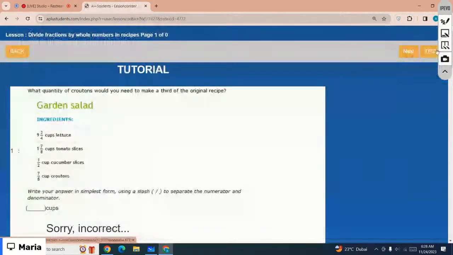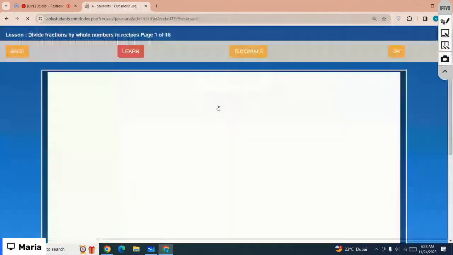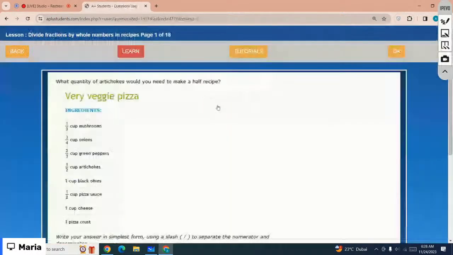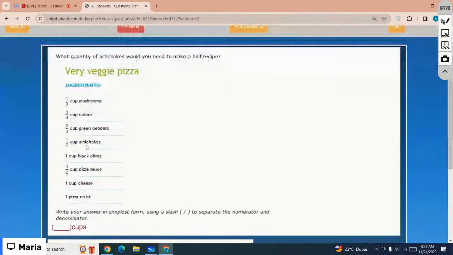Okay, let's just start with the test question. Basically, you have to divide the fractions, right? And we know how to divide the fractions. So let's just start with the next lesson. Test question, right? What quantity of artichokes would you need to make a half recipe, right? In the recipe, you have half cup of artichokes here, right? You have to half the recipe.